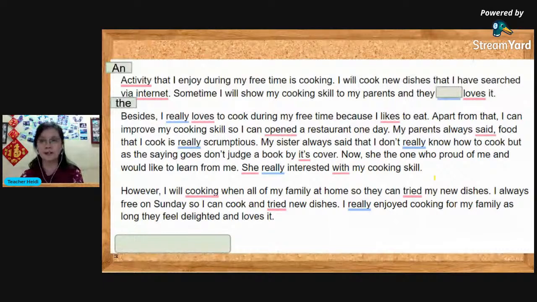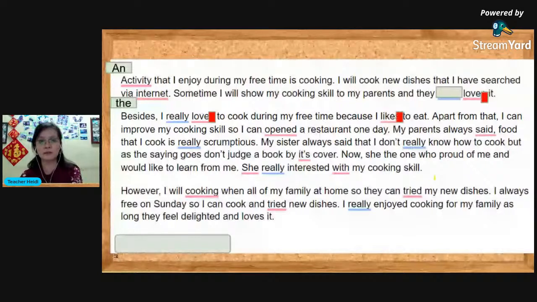After they, you're not allowed to use S. He, she, it, only then you have loves. They, we, are, you, we don't have S. Besides, I really like to cook during my free time, because after I, they, we, you, you don't add the S. Apart from that, I can improve my cooking skills so I can. After can is a modal verb, you have to use the base word.